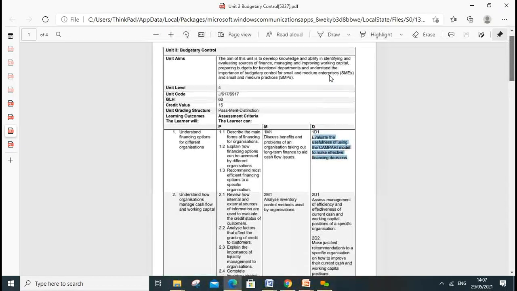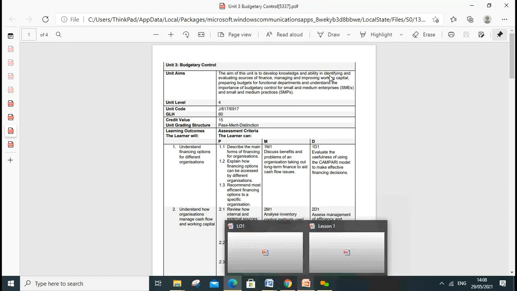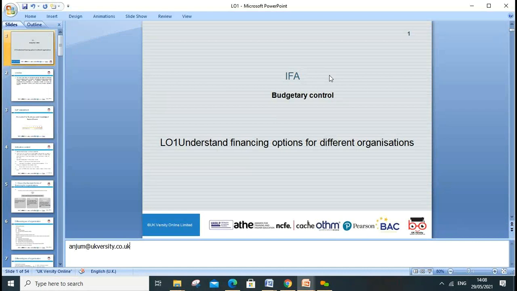Lesson 3 will be preparing the budget and the reports for variance. That's the 3 lessons we'll do, and then we'll go through the 4th lesson about assignment discussion. The aim of this unit is to develop the knowledge and ability in identifying and evaluating the sources of finance, managing and improving the working capital, preparing budgets for functional departments, and understanding the importance of budgetary control in small and medium enterprises. That's all that will be focused on in our lessons.